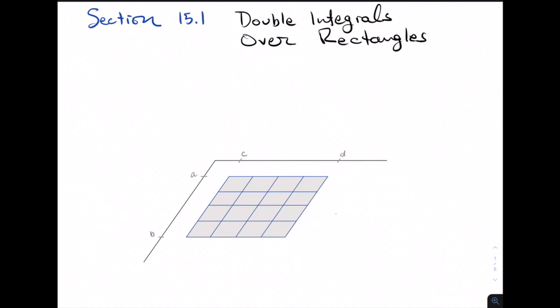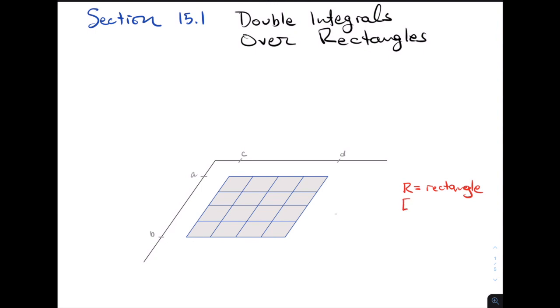Okay, so we're going to start looking at section 15.1, which is on double integrals over closed rectangles, over rectangular regions. This graph we've got here shows a rectangular region, so we'll call it R. It's a rectangle, and that includes its interior, okay?